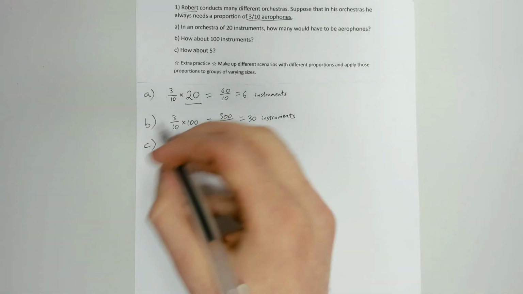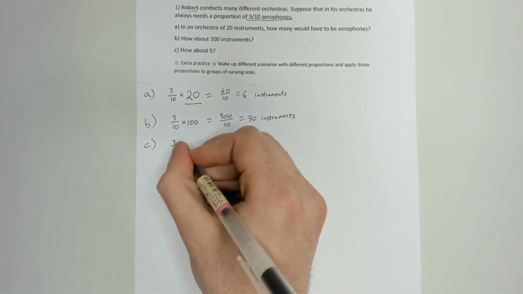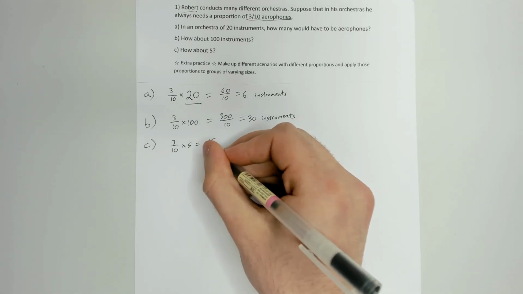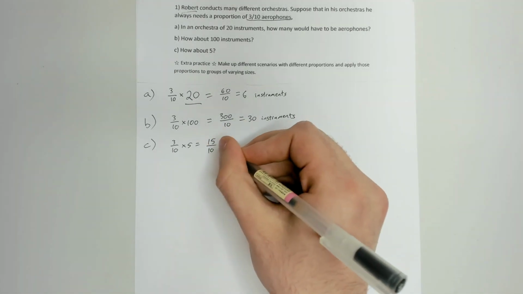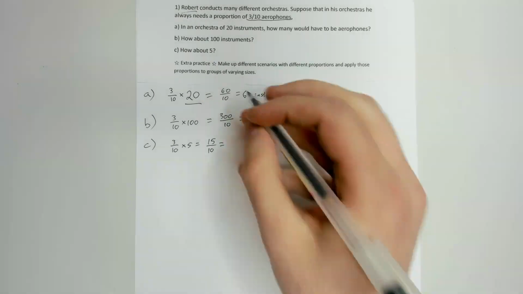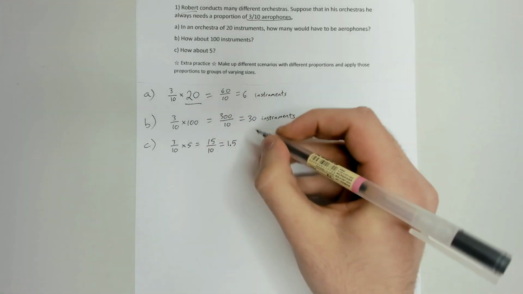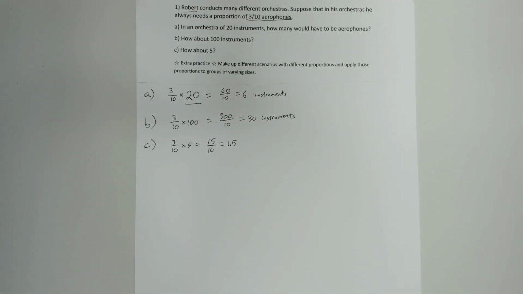What about C? Well, same kind of thing, right? We have 3/10 and we multiply it by 5. 3 times 5 is 15. 15 over 10, that's not going to be a whole number, is it? If we convert this into a decimal, this is going to be 1.5, right? And you can't exactly have half of an instrument.